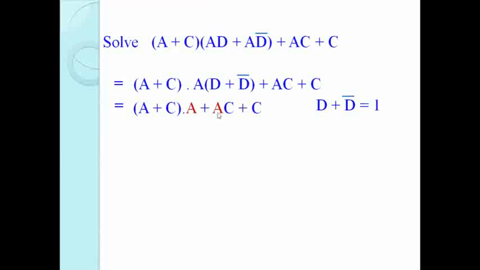So A plus AC plus C. This is your 1. I take A common from those two terms, so A(1 plus C) plus C, and 1 plus C is 1. So A plus C, and C plus C is C.